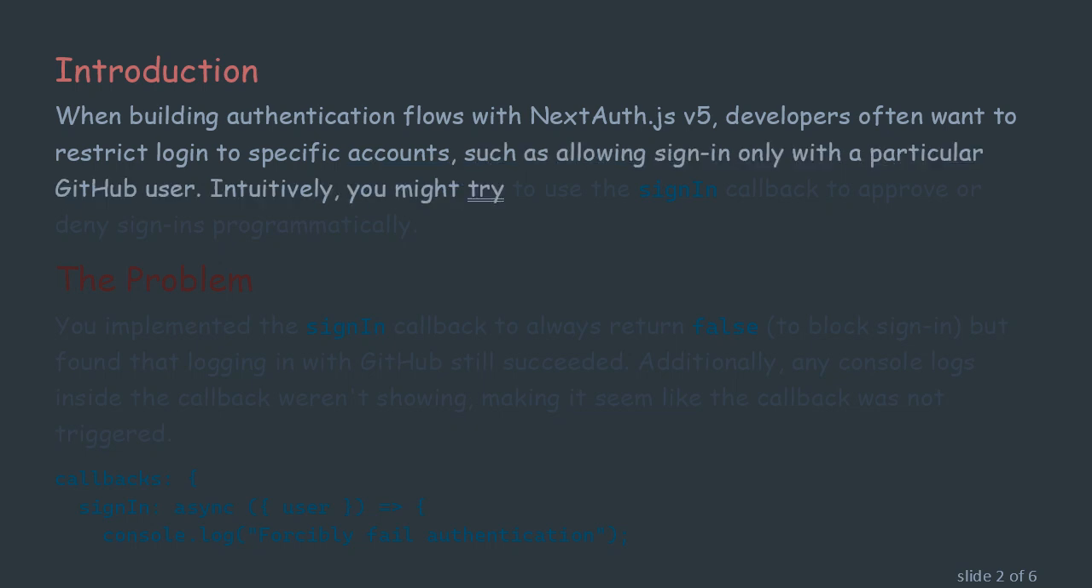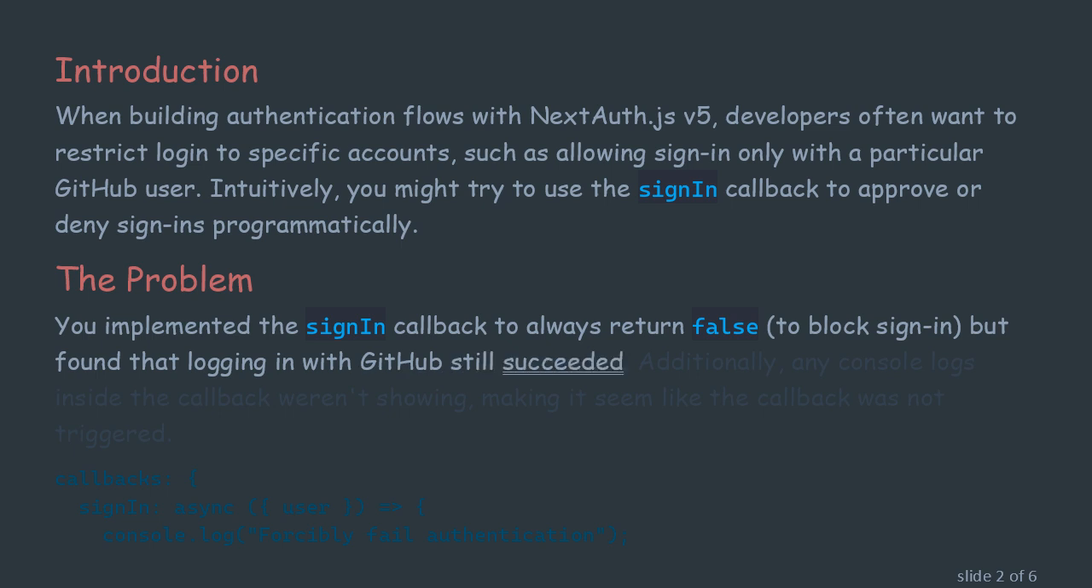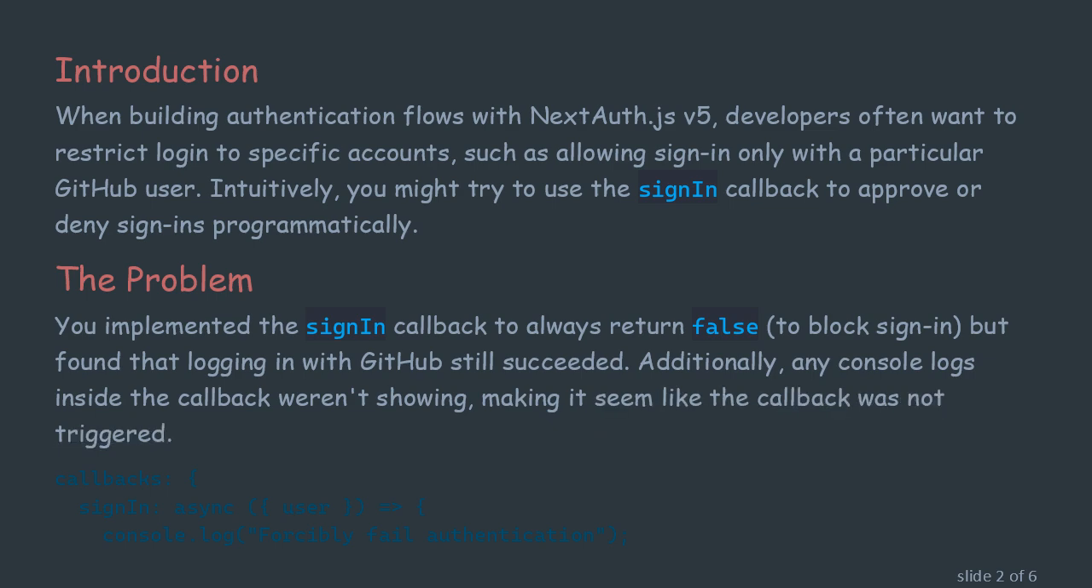Intuitively, you might try to use the sign-in callback to approve or deny sign-ins programmatically. The problem: you implemented the sign-in callback to always return false, to block sign-in, but found that logging in with GitHub still succeeded. Additionally, any console logs inside the callback weren't showing, making it seem like the callback was not triggered.